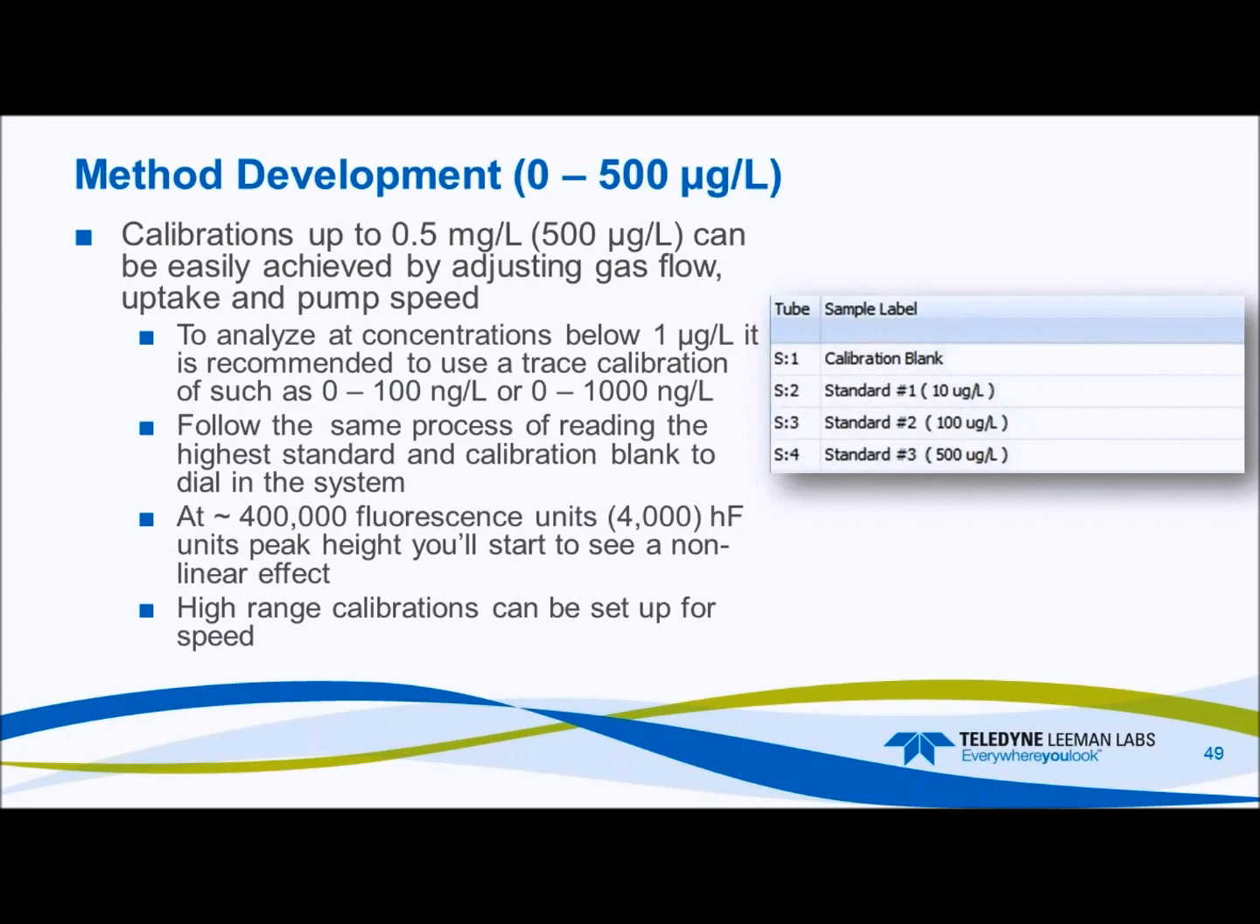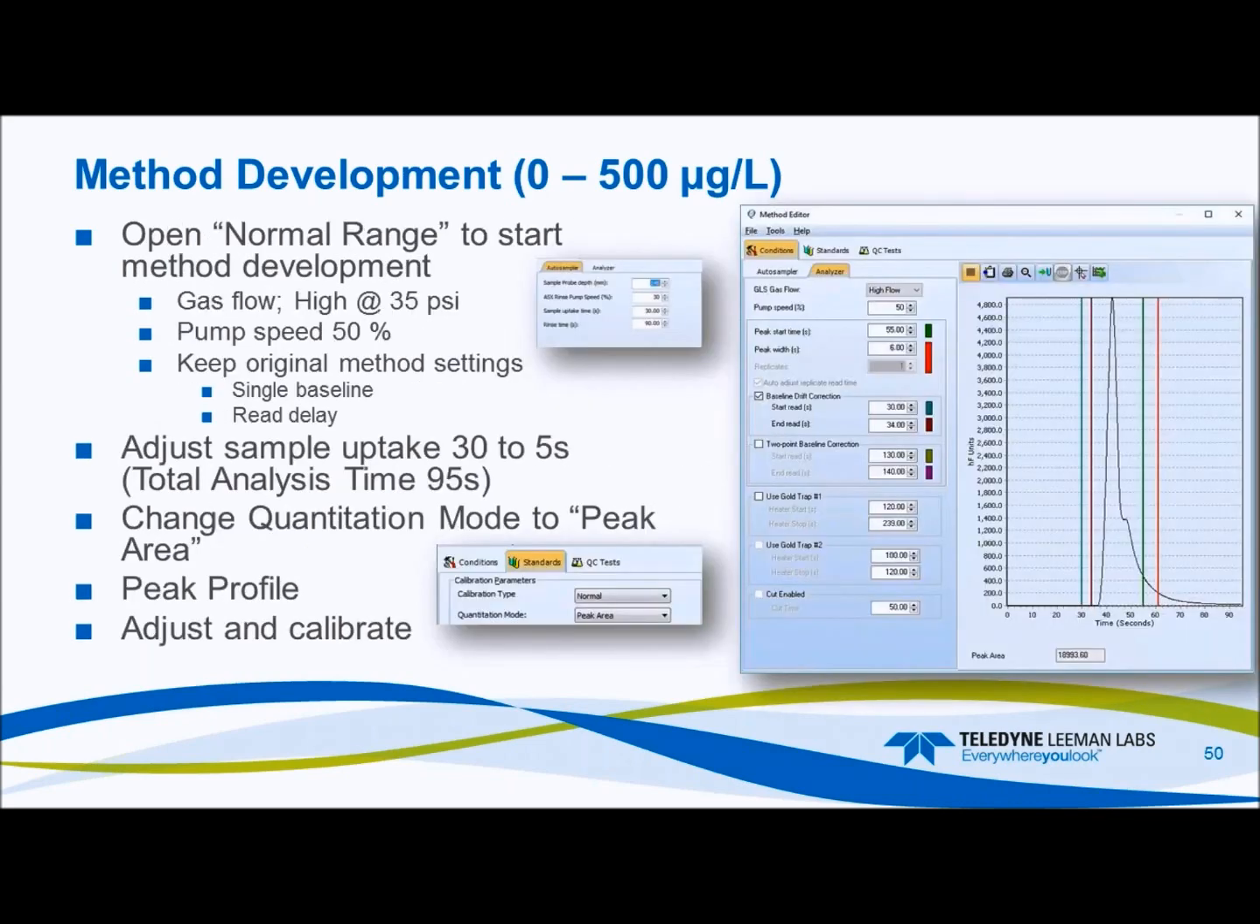And we're going to follow the same process of reading the high standard and reading the blank. You've got to remember now that 400 fluorescence units, or in our case about 4,000 HF, we kind of get into the nonlinear range. But high calibrations can be set up for speed, and we can do this really, really fast. So I'm going to open up the normal range because I know that is under high flow, 35 psi, pump rate is set at 50% and so forth. My uptake, I'm going to reduce from 30 to 5 seconds, so my total analysis time is going to be 35 or 95 seconds.